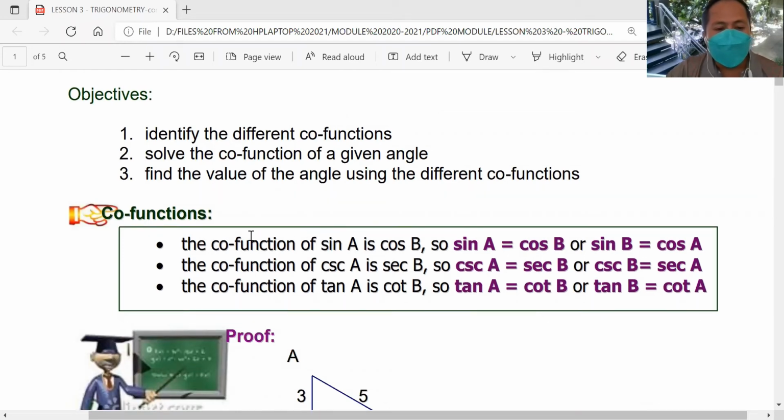We have the cofunction of sine A is cosine B. So sine A is equal to cosine B, and sine B is equal to cosine A. We have also the cofunction of cosecant A is secant B. So cosecant A is equal to secant B, or cosecant B is equal to secant A. The cofunction of tangent is cotangent. Tangent A is equal to cotangent B, or tangent B is equal to cotangent A.